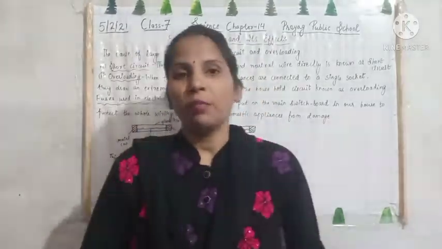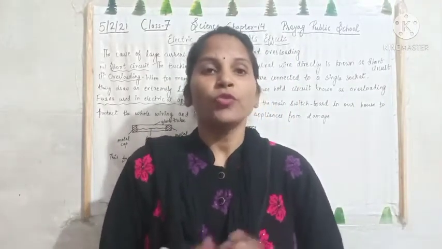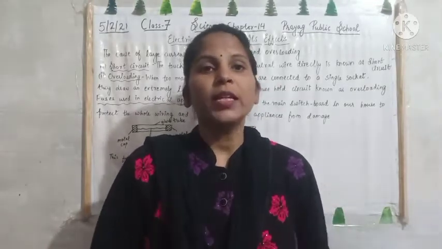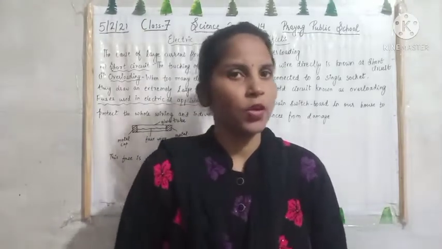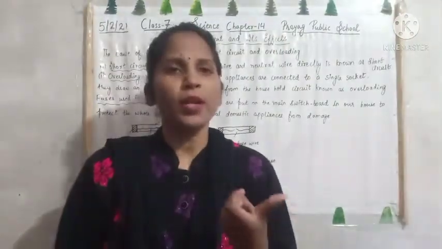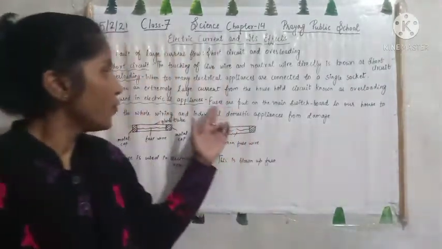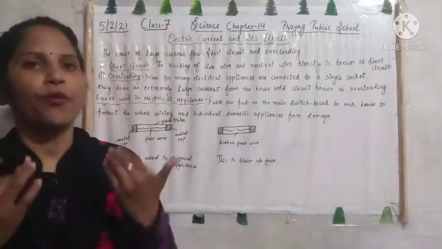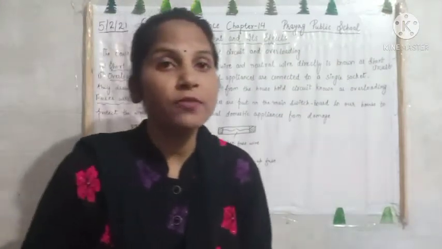Many personal appliances like fridge, TV, etc., have their own fuse. When the excessive flow of current is there, automatically their fuse melts, preventing the damage of the particular electrical appliance. Now, fuses used in electrical appliances. What is a fuse? Why is it used in electrical appliances? Fuses are put on the main switchboard in our house or in our shop to protect the whole wiring and individual domestic appliances from damage.